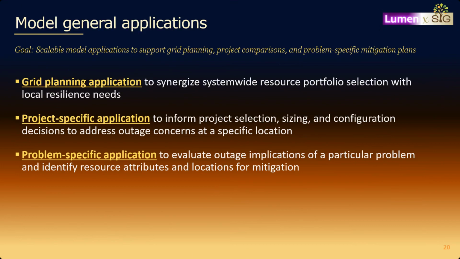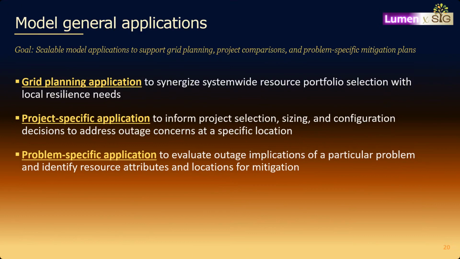A problem-specific application would start with an assessment of the outage implications of a specific problem or hazard, like extreme heat waves or wildfires, floods, and so on, and then identifies ideal resource attributes or locations for effective mitigation. So they're really broad, as I said, because the resilience problem is so cross-cutting. There's a wide range of applications.